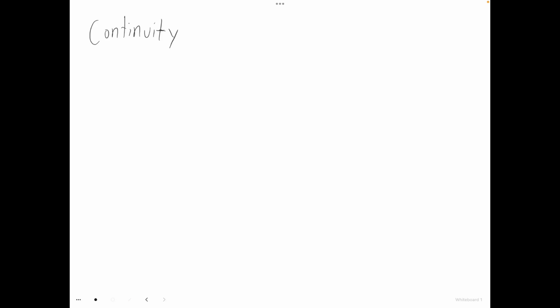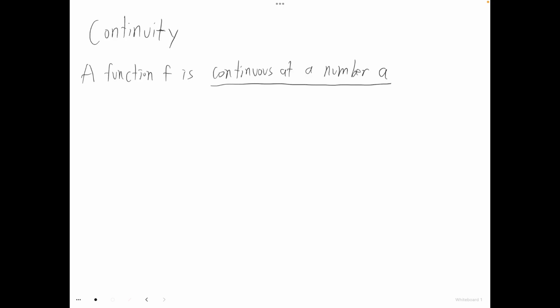In this video, we're going to talk about the idea of continuity. So a function f is continuous at a number a if the limit as x goes to a of f of x equals f of a. So this is how we define being continuous at a point.